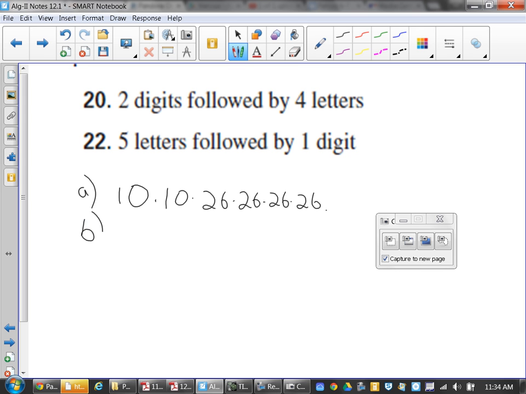Now, if you're talking about not allowing the repetition, if you have 10 in the first bunch, what's the next one? 9. There you go. That's good. And then you have 24, 23.